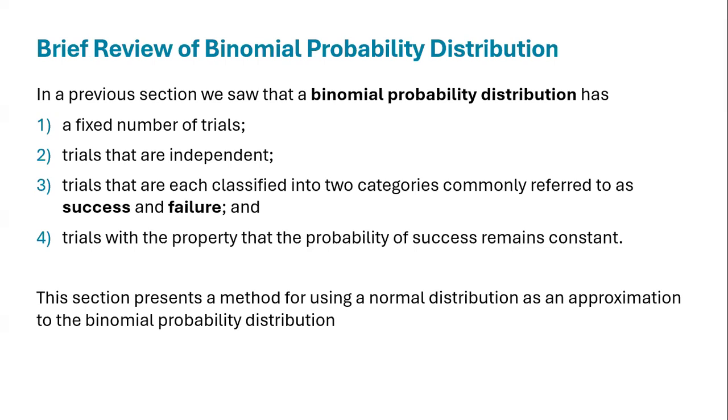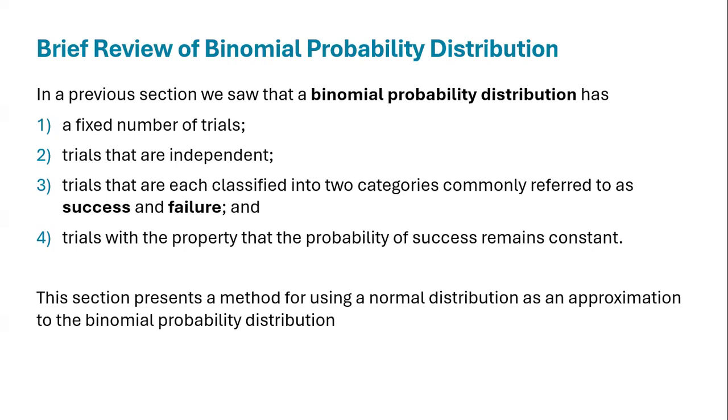To complete section 7.3, I want to describe the normal distribution that we can use to approximate a binomial probability distribution. If you remember, in previous chapters we talked about binomial probability distributions. Binomial distributions have a fixed number of trials. Each trial is independent of the others, and each trial is classified into two categories, success or failure, and the probability stays the same in all trials.